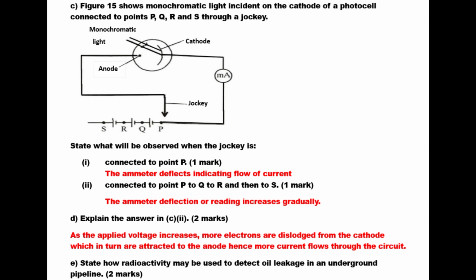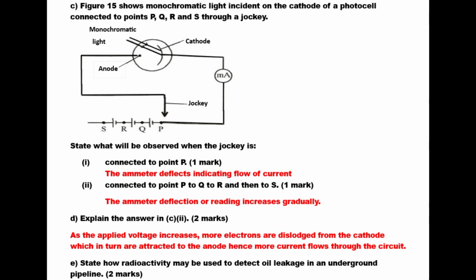Explain the answer in C Roman 2. As the applied voltage increases, more electrons are dislodged from the cathode, which in turn are attracted to the anode, hence more current flows through the circuit.